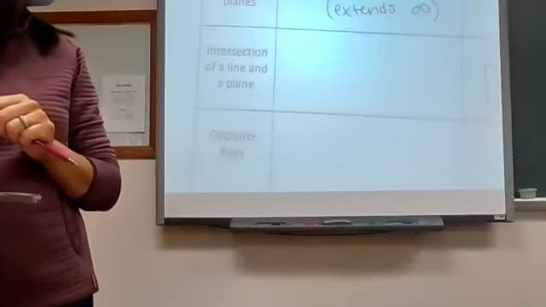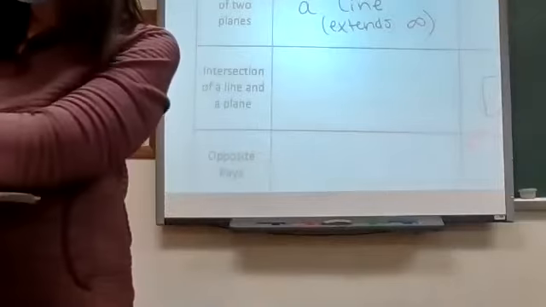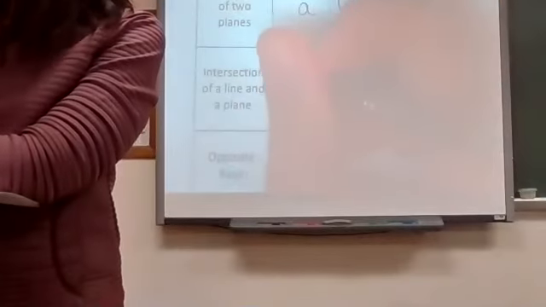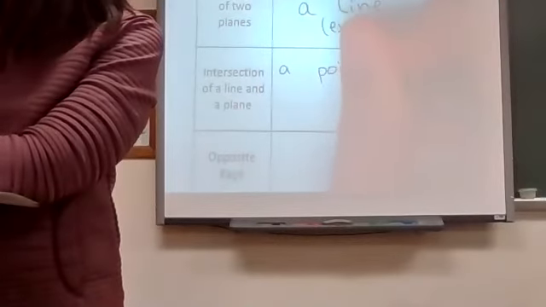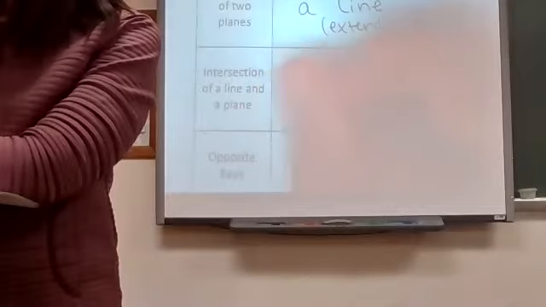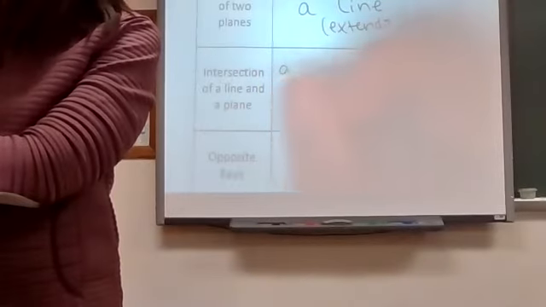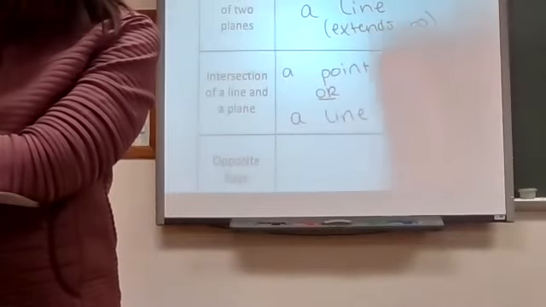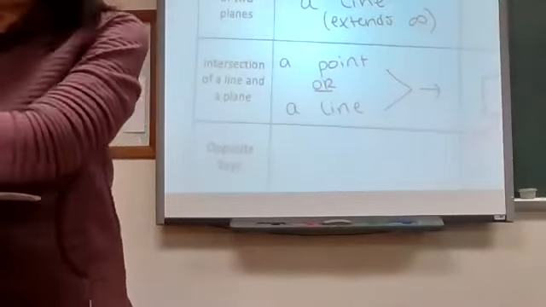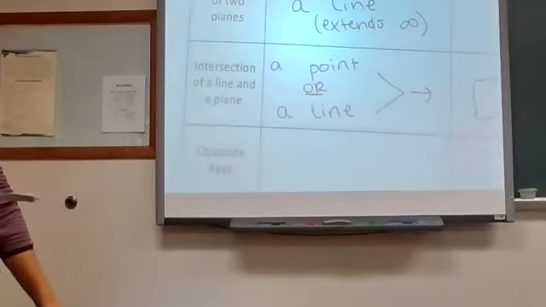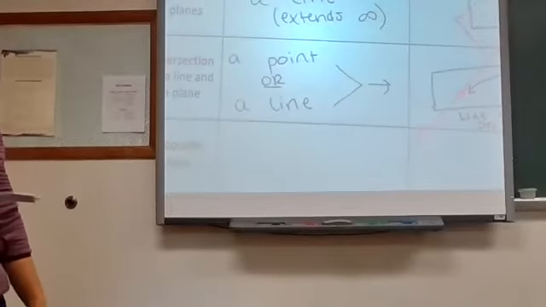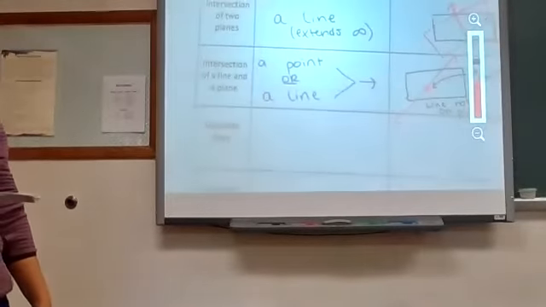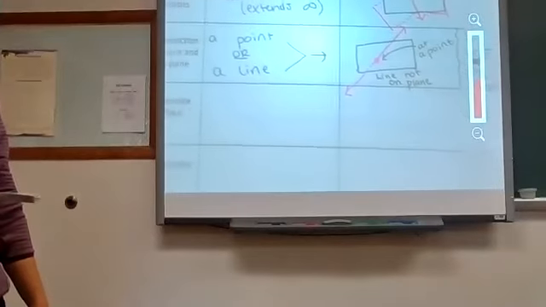So in terms of filling in over here, the intersection of a line and a plane could be a point or a line. Okay, and you should look at your visual to know which situation you have, which is going to determine if it's intersecting at a point or at a line.